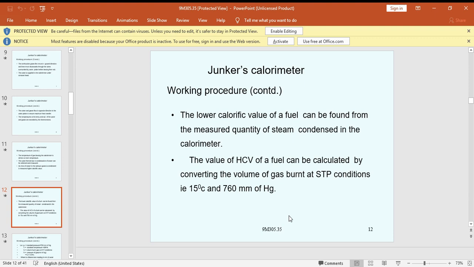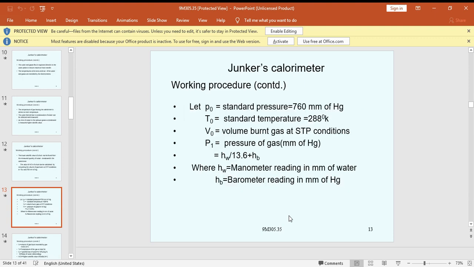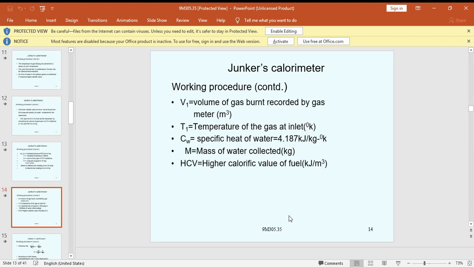The value of HCV of the fuel can be calculated by converting the volume of the gas to STP condition, at 15 degrees Celsius and 760 mm of mercury. P naught is the standard pressure, 760 mm of mercury. T naught is the standard temperature, 288 Kelvin. V naught is the volume of the gas at STP condition. P1 is the pressure of the gas, where HW is the water manometer reading in mm of water. HB is the barometer reading. V1 is the volume of the gas recorded by the meter. T1 is the temperature of the fuel gas at inlet. CW is the specific heat of water, 4.187 kilojoule. M is the mass of water.